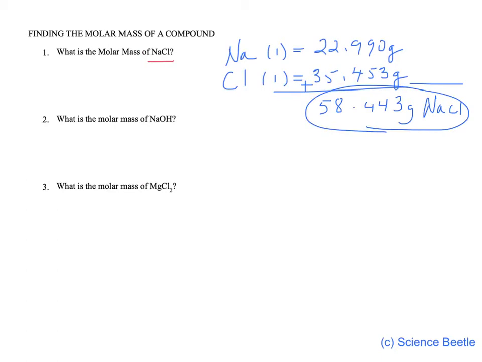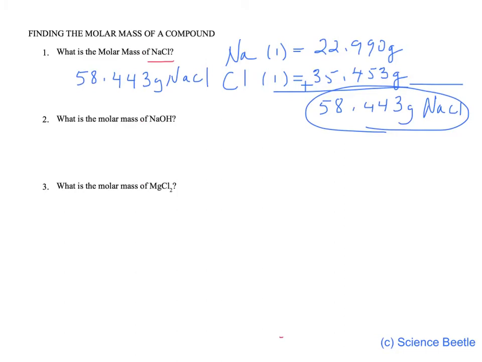So we can go ahead and write the answer right over here. What is the molar mass of NaCl? That is going to be 58.443 grams of NaCl. Let's go ahead and move on to the second problem. I'm going to change the color of pen now. I'm going to go ahead and use red.